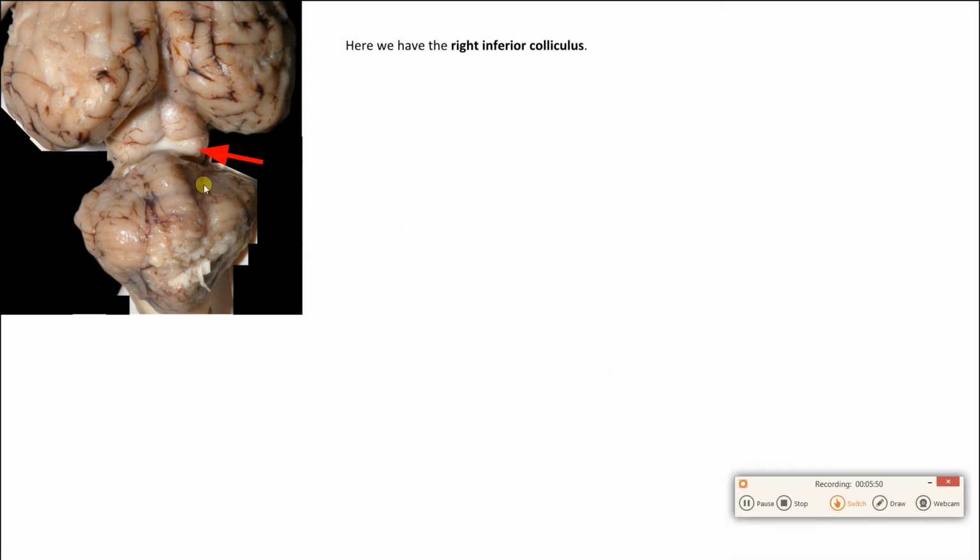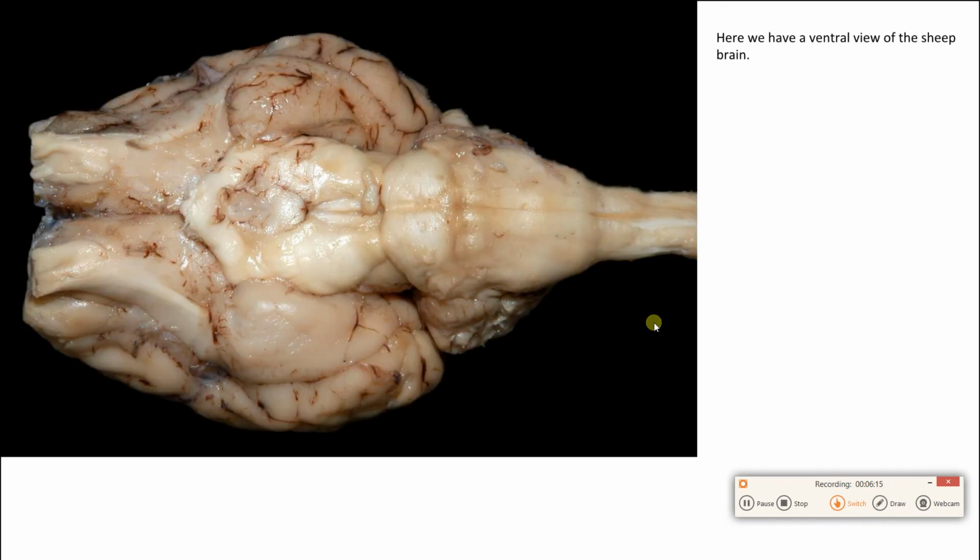Yes, there it is. That is an inferior colliculus right there. There's the other one over there. Inferior colliculi are very much involved in auditory reflexes, like my favorite one, the startle reflex. Hopefully you have tested that out on someone to make sure their inferior colliculi are working. All right. Excellent. And hey, we flipped it over.